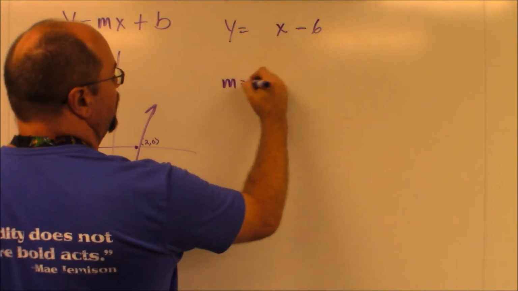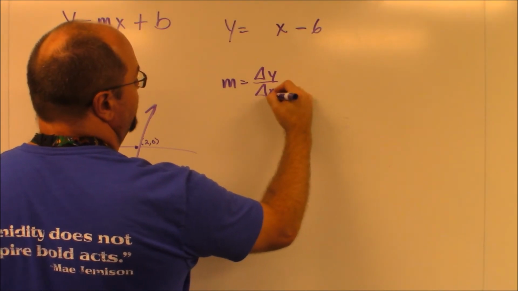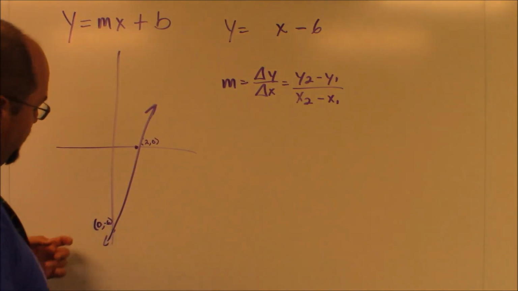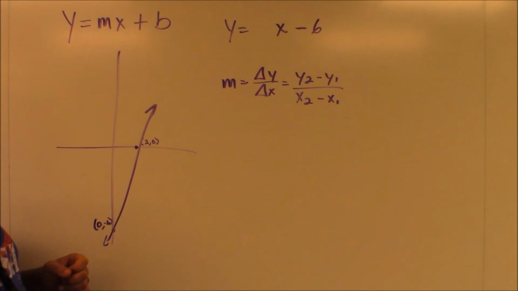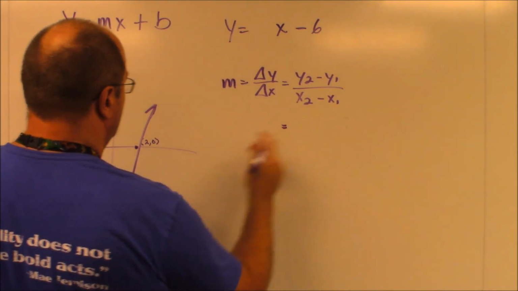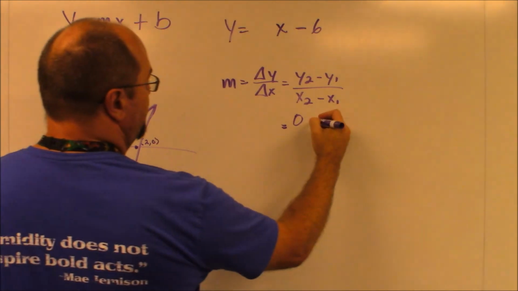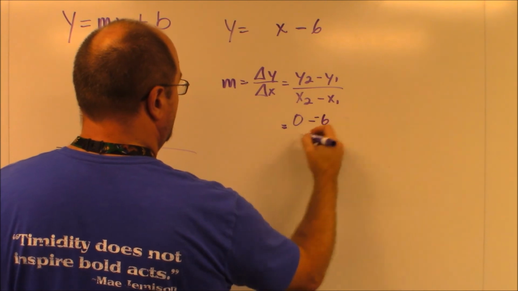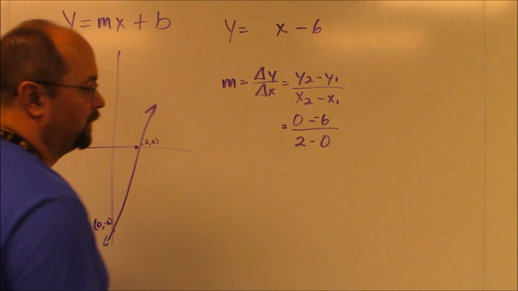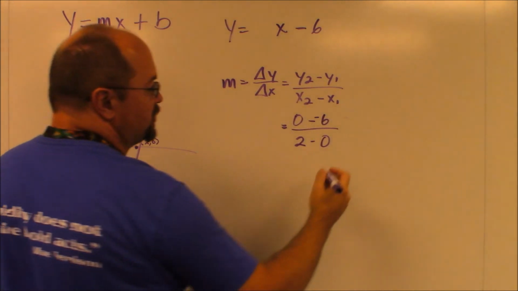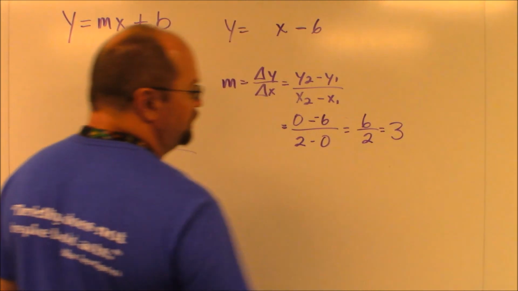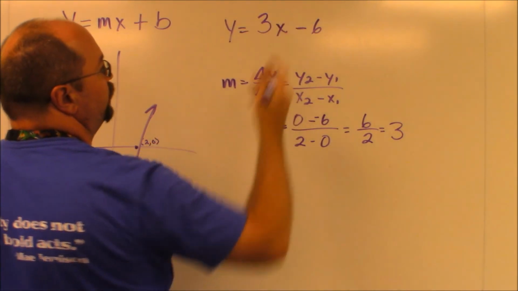So remember, slope is the change in y divided by the change in x, which is y2 minus y1 divided by x2 minus x1. And again, I'm going to use my y-intercept as my x1 and my y1, and I'm going to use my x-intercept as my x2 and my y2. All right, so that's going to be 0 minus -6 divided by 2 minus 0. So because I've got minus negative, I'm going to actually end up with +6, and then 2 minus 0 just gives me 2. And so when I simplify that, my slope is 3. And so my solution is y equals 3x minus 6.